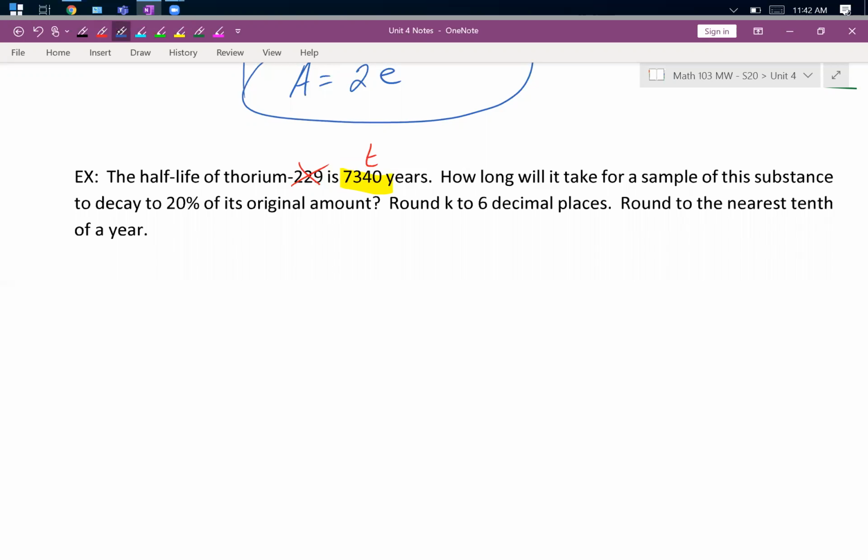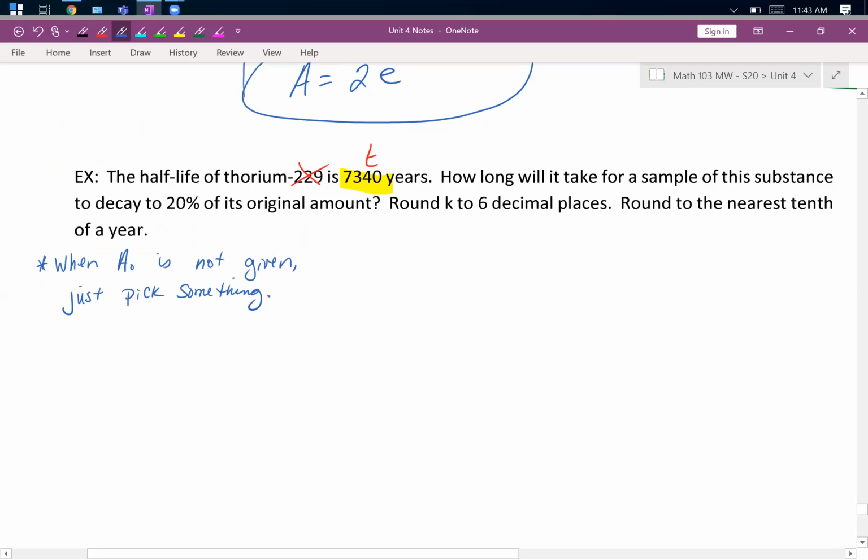No. They don't. So what we do is we're literally just going to pick something. And this is only for these half-life problems, but when A sub 0 is not given, just pick something. And I'll show you that it really won't matter what we pick. I don't like to overcomplicate math, so I'm not picking 1,742. Just pick a nice normal number for A sub 0. What sounds good to you?